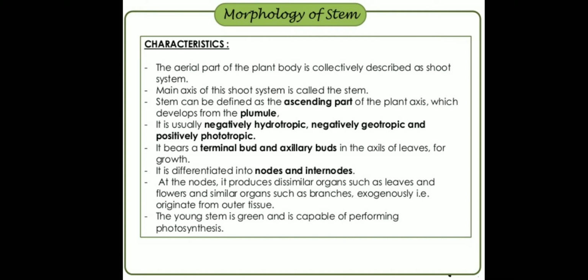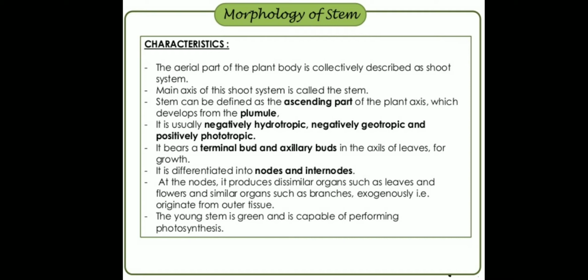The aerial part of the plant body is collectively described as shoot system. Main axis of this shoot system is called the stem. Okay, and stem can be defined as the ascending part of the plant axis which develops from the plumule of the germinating seed. Okay, it is usually negatively hydrotropic, negatively geotropic. It means it moves away from water, away from land or soil, isn't it? And it is positively phototropic, that is, it grows towards the sun and it receives the sunlight, isn't it?